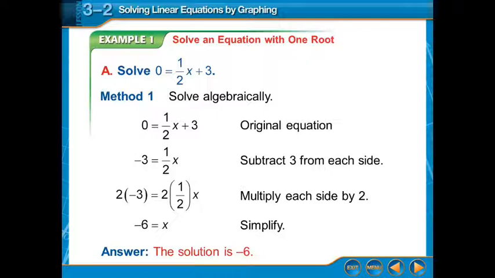I would have a -3 plus a +3, which is equal to 0. So in this case, we do have a solution. So we know we have an x-intercept.